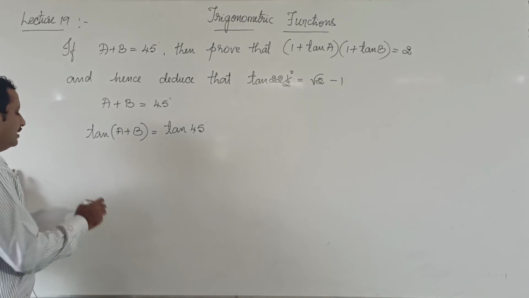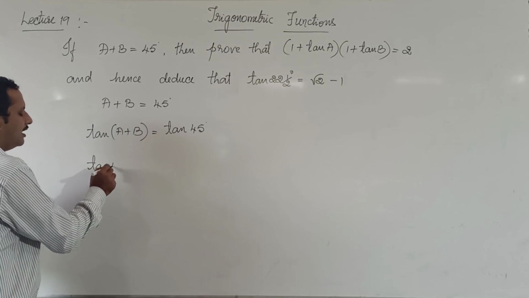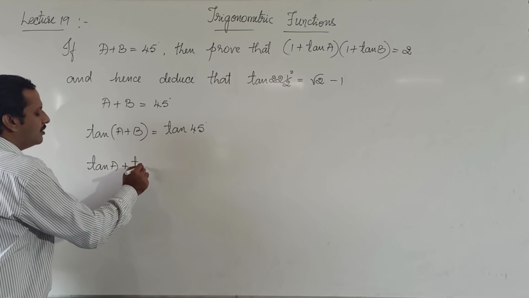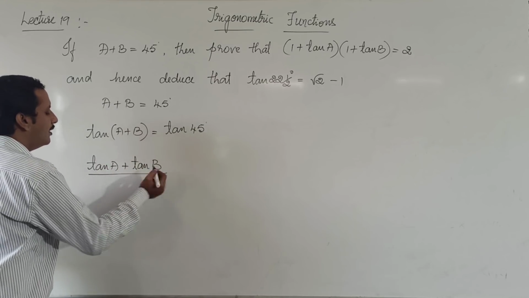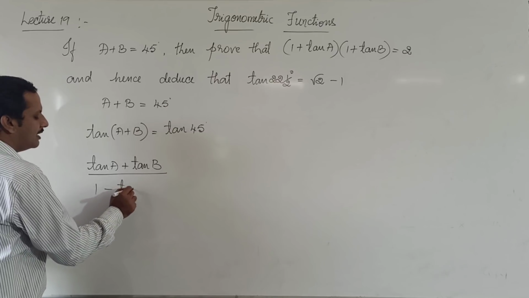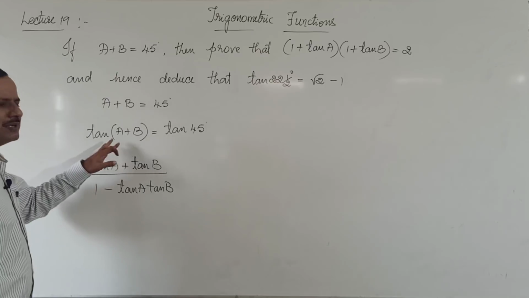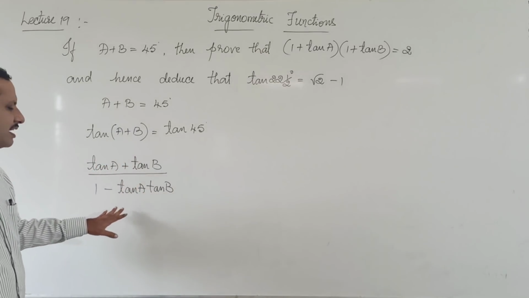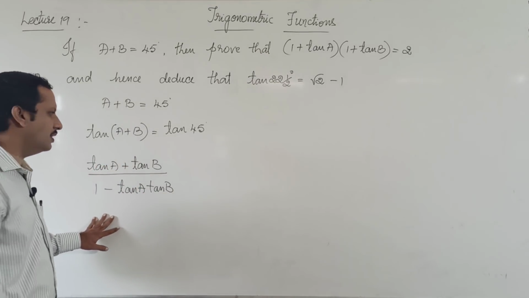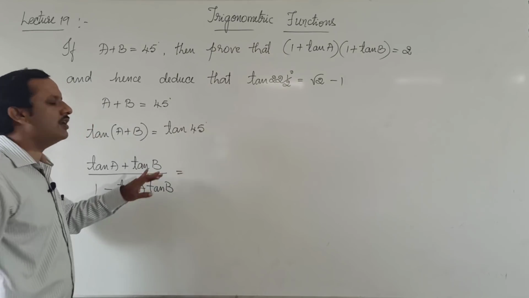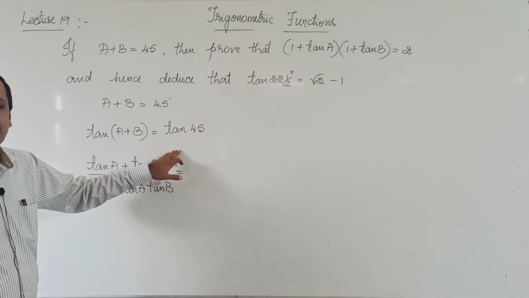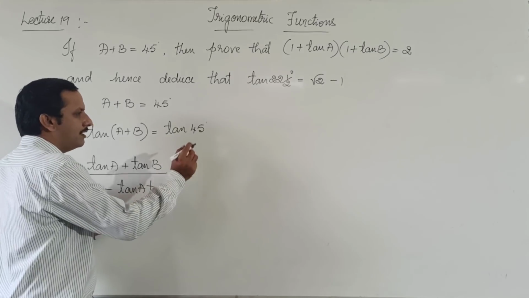Tan a plus b is nothing but tan a plus tan b divided by 1 minus tan a tan b. That formula we know. That's equal to tan 45 degree. What's the value of tan 45 degree? Tan 45 degree is nothing but 1.